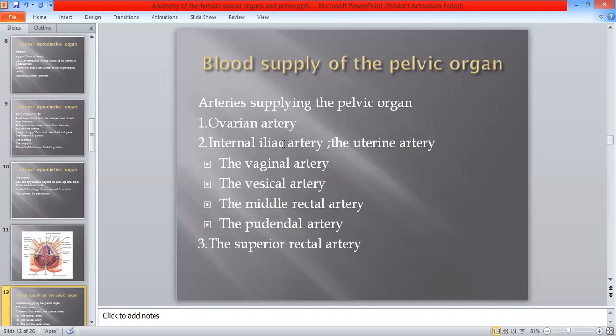The second thing is the internal iliac artery and the uterine artery. The vaginal artery, the vesical artery, the middle rectal artery, and the inferior rectal artery are all branches of the anterior division of the internal iliac artery, and they give the main supply to the uterus, fallopian tube, and ovary. And the other thing is the superior rectal artery, which also anastomoses with the other arteries and supplies the female genital organs.